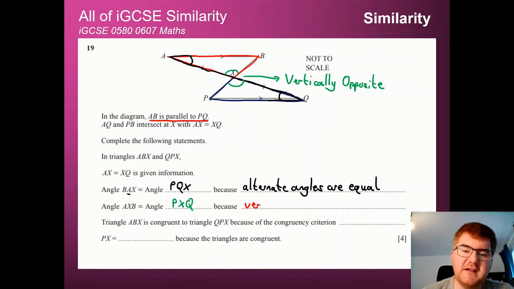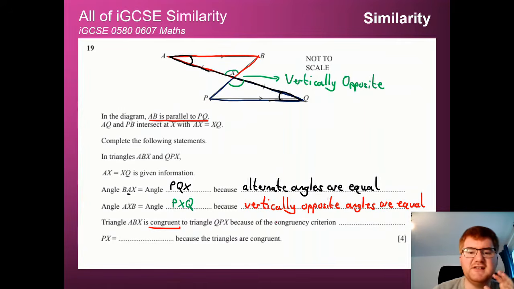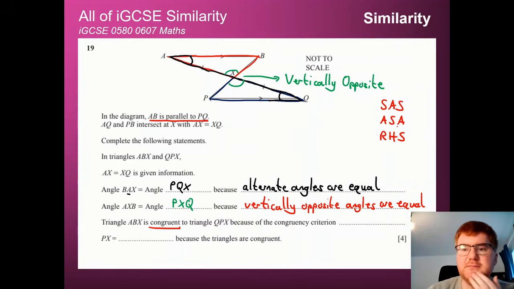And vertically opposite angles, as you probably can see here from the diagram, even though it's not to scale, are equal. Again, I think it's important to write are equal. Again, the mark scheme may differ. And then triangle ABX is congruent to triangle QPX, i.e. the same. That's what congruent means here, just the same, because of the congruency criterion. Well, you should be familiar with these criteria of SAS, ASA, RHS. Again, I'll explain most of these through this particular video.